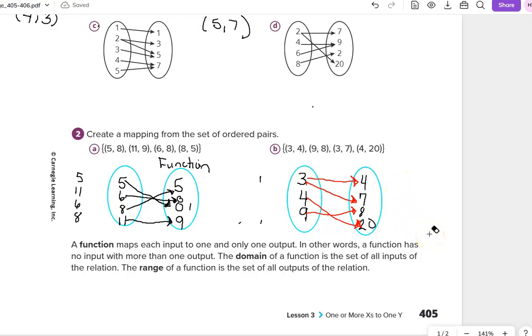Okay, now it says a function maps each input to one and only one output. In other words, a function has no inputs with more than one output. The domain of a function is a set of all inputs. So all of these numbers over here are my domain. And the range of a function is a set of all the outputs. All of these are my range. And this 2a would be a function because I have one output for every input. But b would not be a function because I have 2 different outputs for one input.